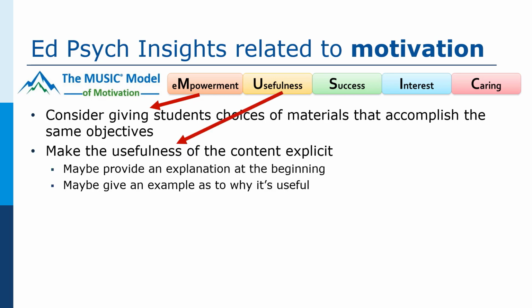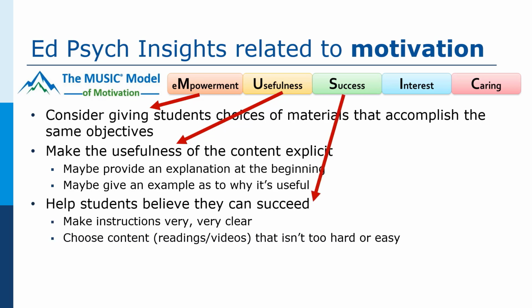Next, you want to make the usefulness of the content explicit, maybe by providing an explanation at the beginning, or maybe by giving an example as to why the material is useful. Also, you want to help students believe that they can succeed, which you can do by making instructions very, very clear. You can minimize a lot of emails to you from students and problems by creating clear instructions. Also, choose content that isn't too hard or easy. You want to make sure that students have the ability to understand the material. You may consider providing a study guide or other supplementary material to help them if needed.